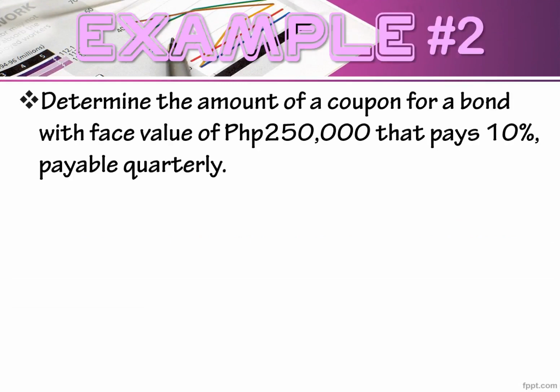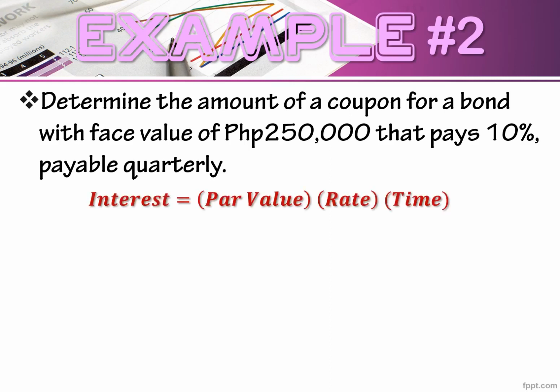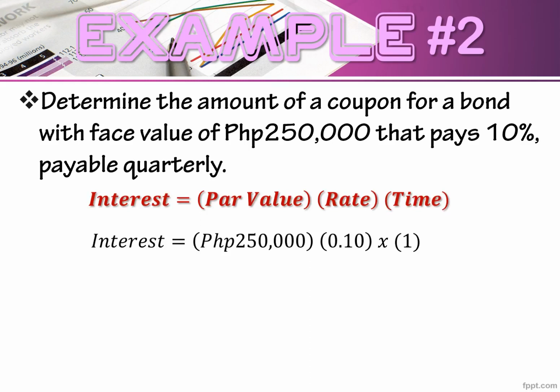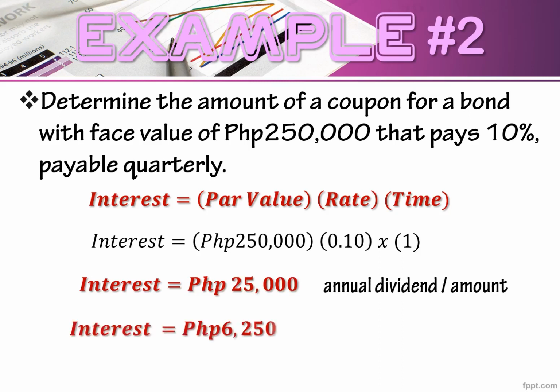Okay, let's have another example. Determine the amount of a coupon for a bond with face value of 250,000 that pays 10% payable quarterly. So the interest again is par value times the rate times the time. So you will have 0.10 times 250,000, that will give you an annual interest of 25,000 pesos. And since you are asked to look for the quarterly payment, we will divide it by 4. So therefore, you will have 6,250 for the quarterly dividend. I hope that is clear.